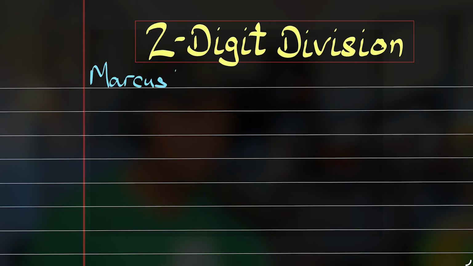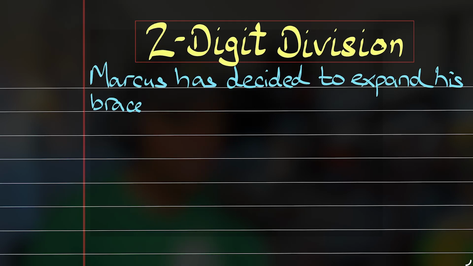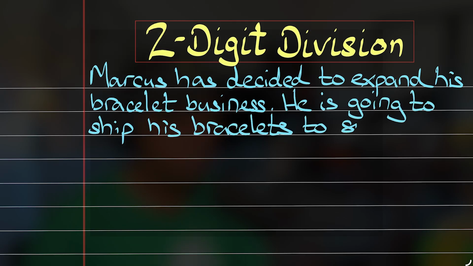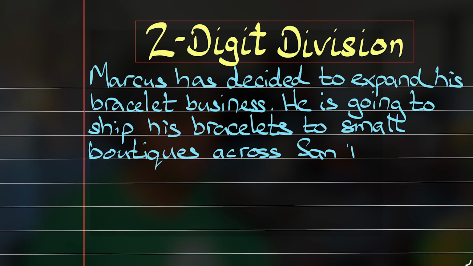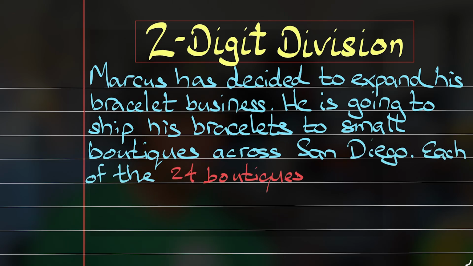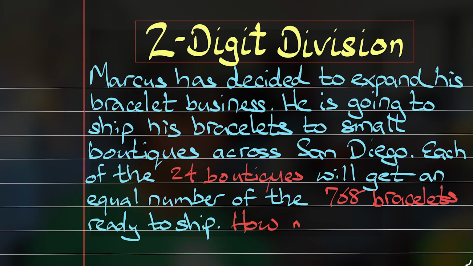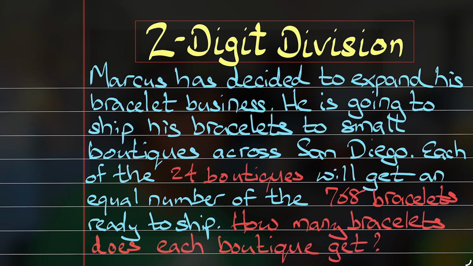You remember Marcus from our last video? The young man selling handmade friendship bracelets at the Rancho Santa Fe Farmers Market? Well, Marcus had such a good season that he decided to expand. He's going to ship his bracelets to small boutiques across San Diego County, and each boutique gets the same number of bracelets. Marcus has 768 bracelets ready to ship, and he has 24 boutiques to deliver to. How many bracelets does each boutique get?